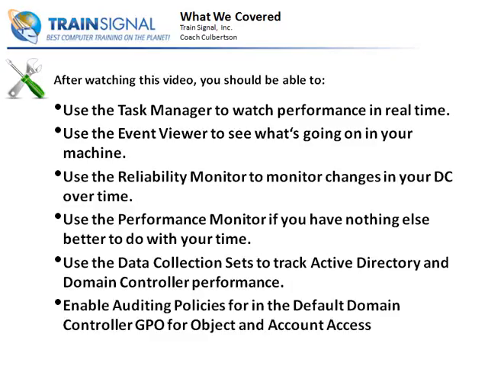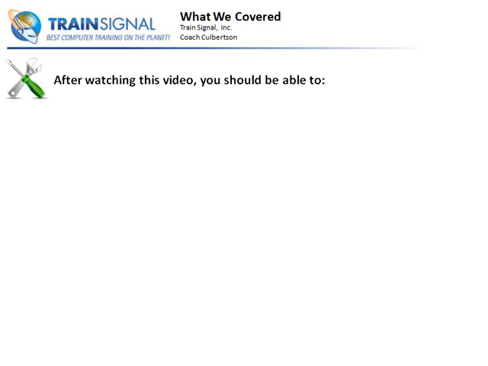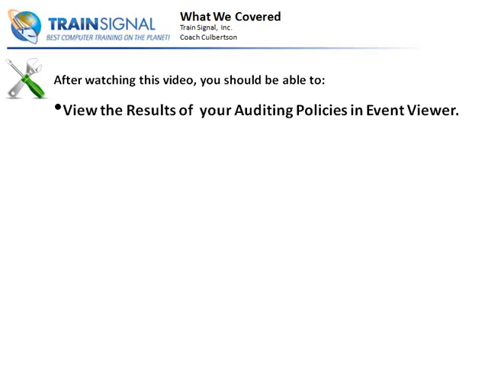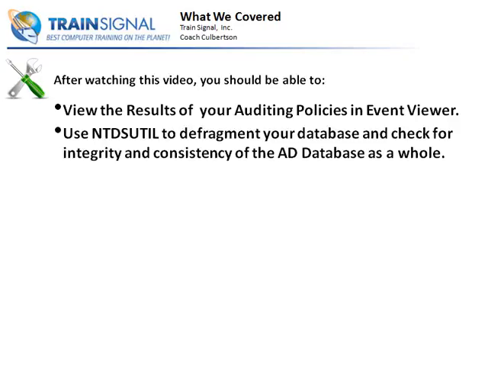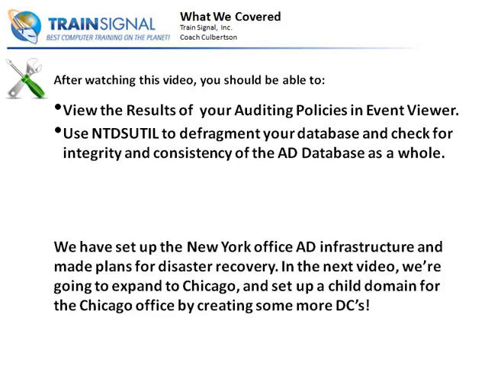You should be able to enable the auditing policy for the default domain controller GPO or for the default domain for object and account access through directory service access. You should be able to view the results of your auditing policies in the Event Viewer. I showed you how to do that. Remember, that is in the security log, okay? And also, I've shown you how to use NTDSUtil to defragment your database, and check the integrity and consistency of that database as a whole as well. So there's a lot of little stuff that we have done in this particular video, and they're all just little maintenance tasks.